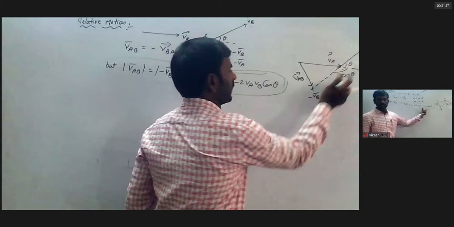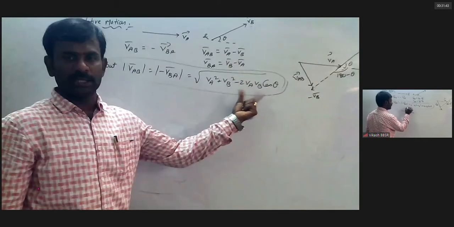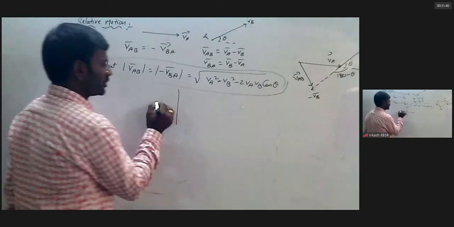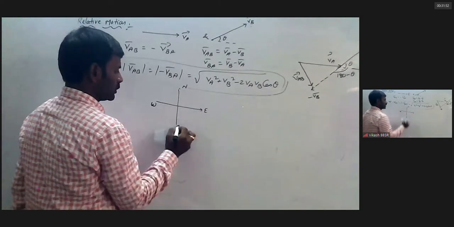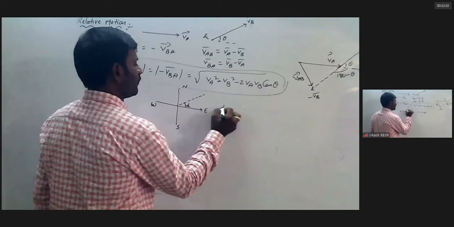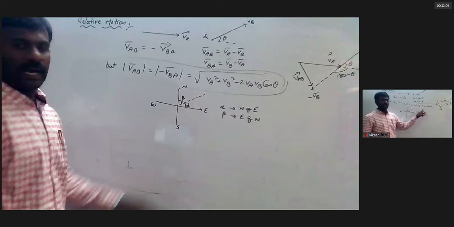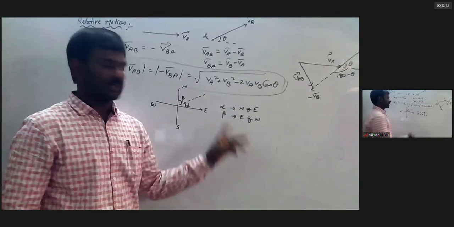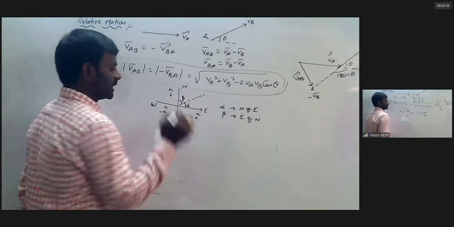Everything clear? And one more reminder: east, west, north, south. See here. What is this angle? Alpha, north of east or northeast. Beta, east of north. Alpha is north of east. Beta is east of north. This is I cap, minus I cap, J cap, minus J cap.